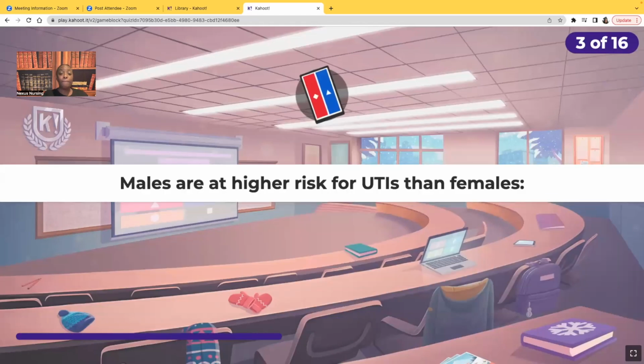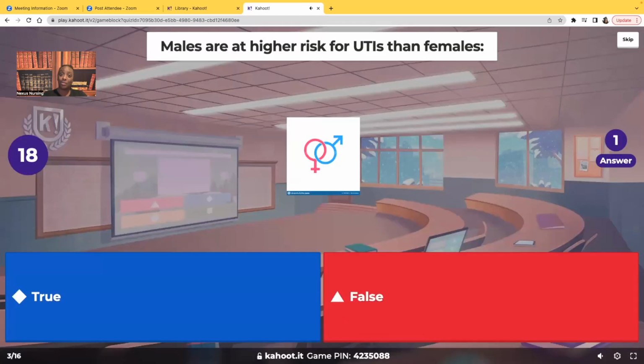True or false? Males are at higher risk for UTIs than females. What do you guys think? True or false?